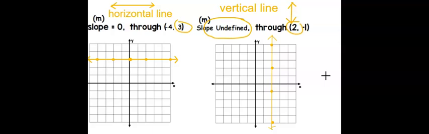There are 4 types of slope, remember. There's the positive, which increases to the right, the negative, which decreases to the right, the vertical, which is an undefined slope, and then the horizontal line, which has a slope of 0.